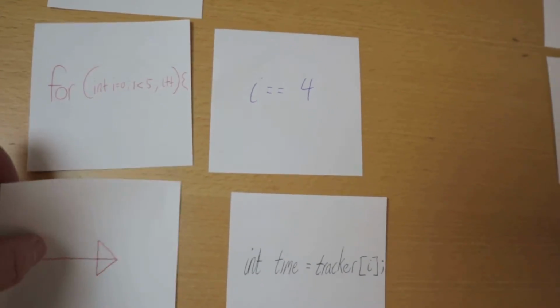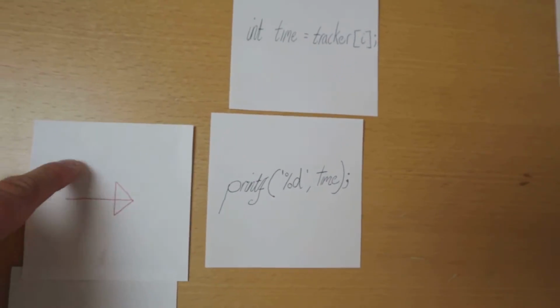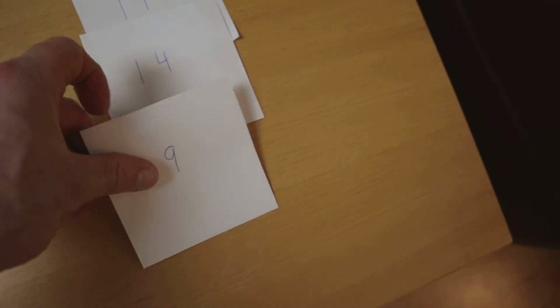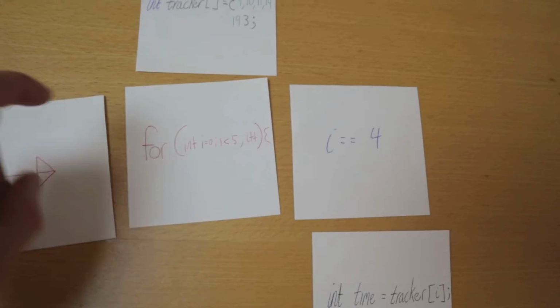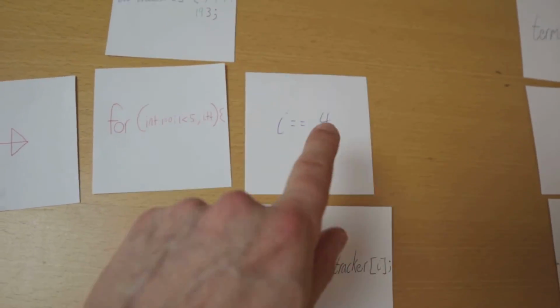Now we get the final 5th position in tracker, which is the value 19. We're going to store that in time and then print it back out to the terminal. And there we go. All our values are printed out. We reach the end of the loop. We start again. We check that I is now less than 5. I will now equal 5.